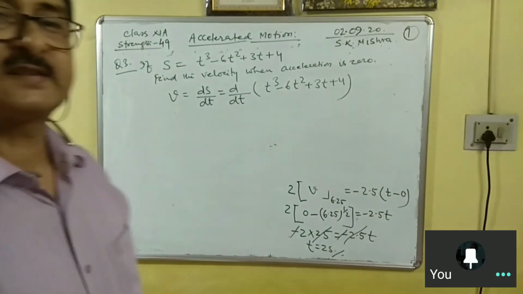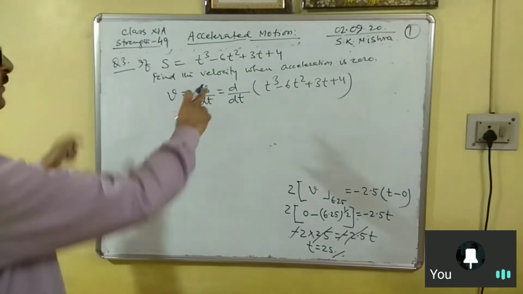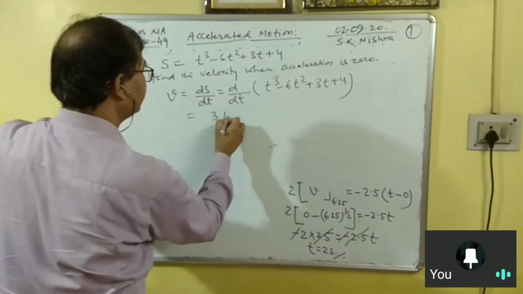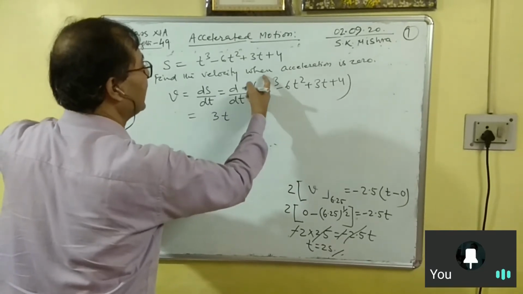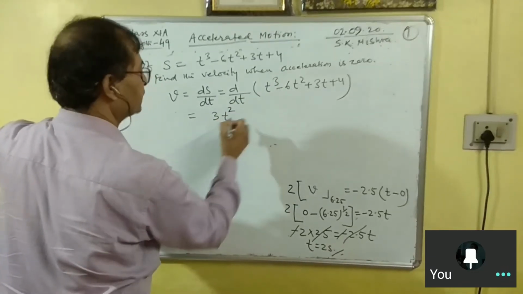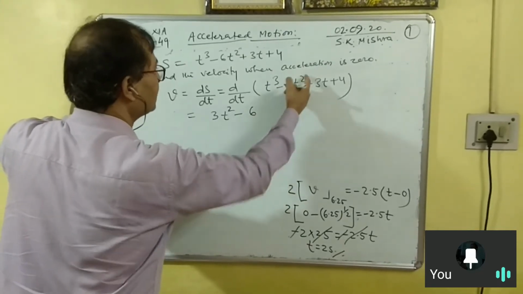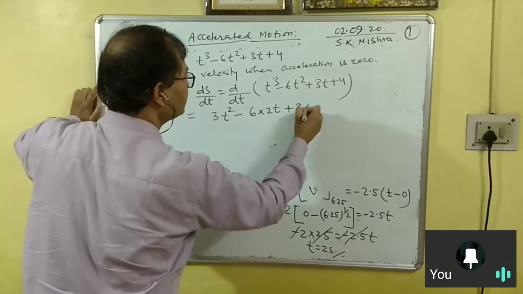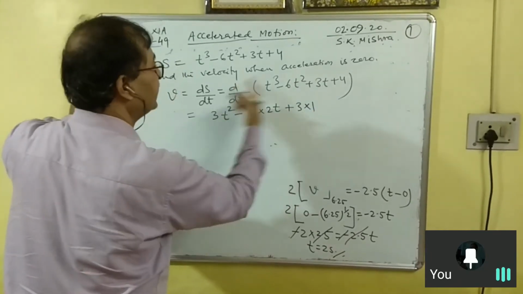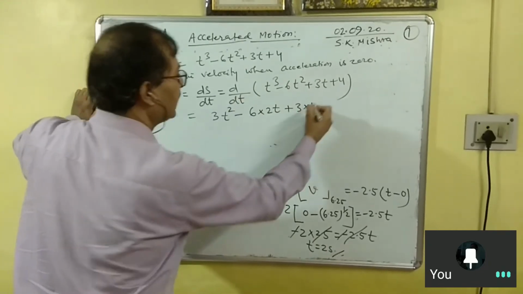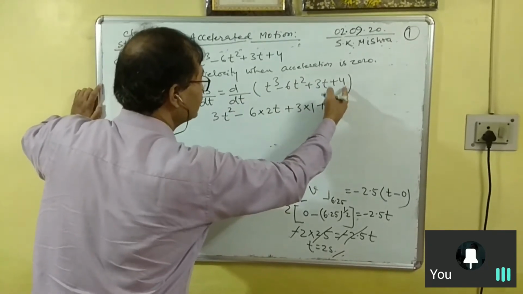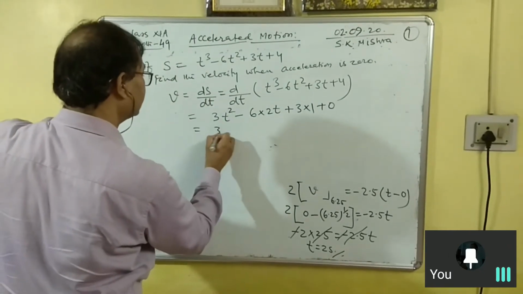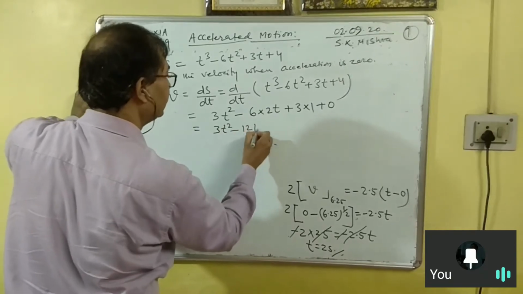Is it clear? Now, if you differentiate it, what is the differentiation of t cube? This is 3t square, actually 3t to the power 3 minus 1, so 3 minus 1 is 2. Minus 6, the differentiation of t square is 2t. Plus 3, the differentiation of t is 1 only, because dt by dt is 1. Plus the differentiation of 4, which has no t, it is a constant, and this is 0. So finally you are getting 3t square minus 12t plus 3.